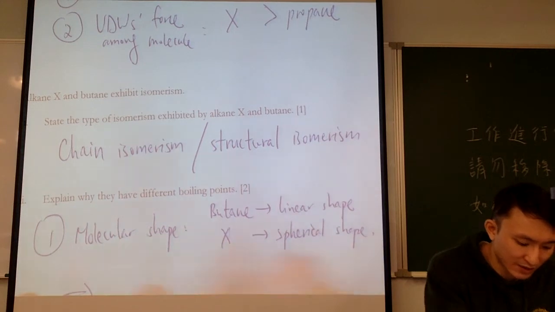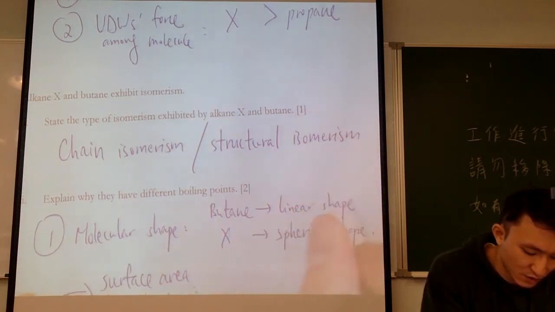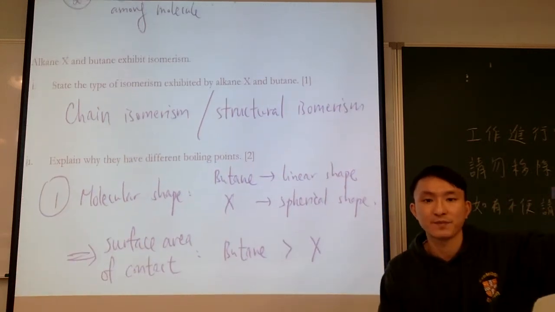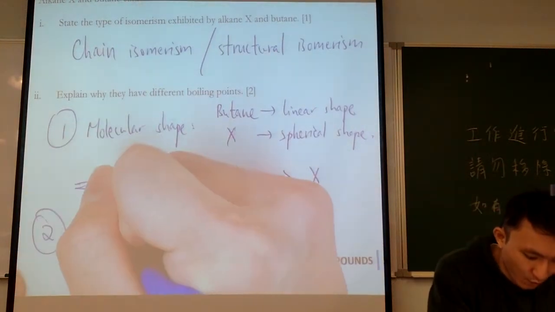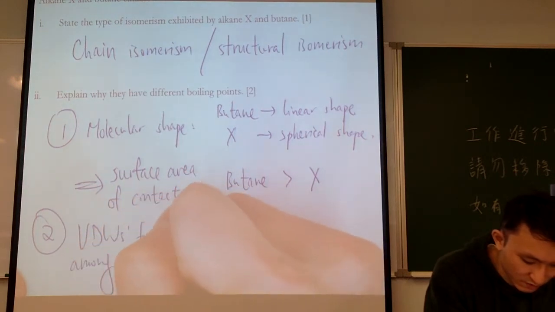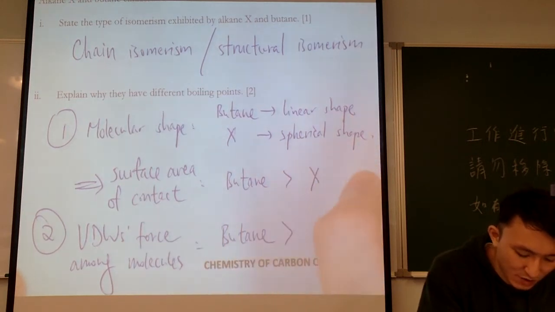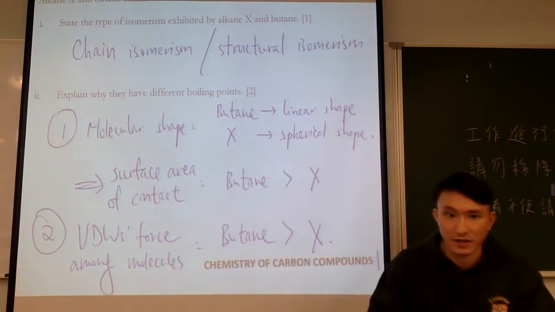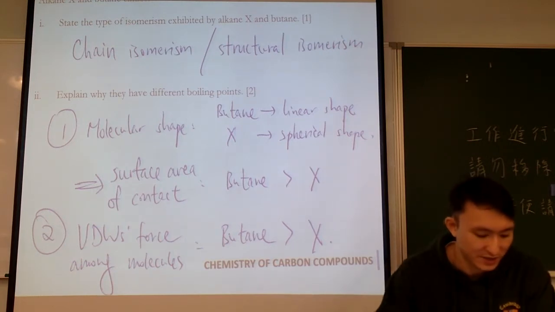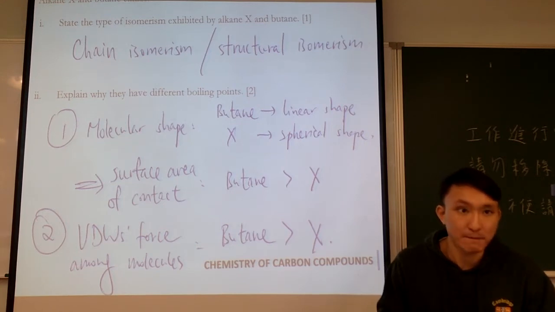Then we will talk about the surface area of contact. Butane has a greater surface area of contact. Therefore, the van der Waals force among molecules of butane will be stronger than X, and this explains the difference in boiling point. Okay, so that's the idea. All right.